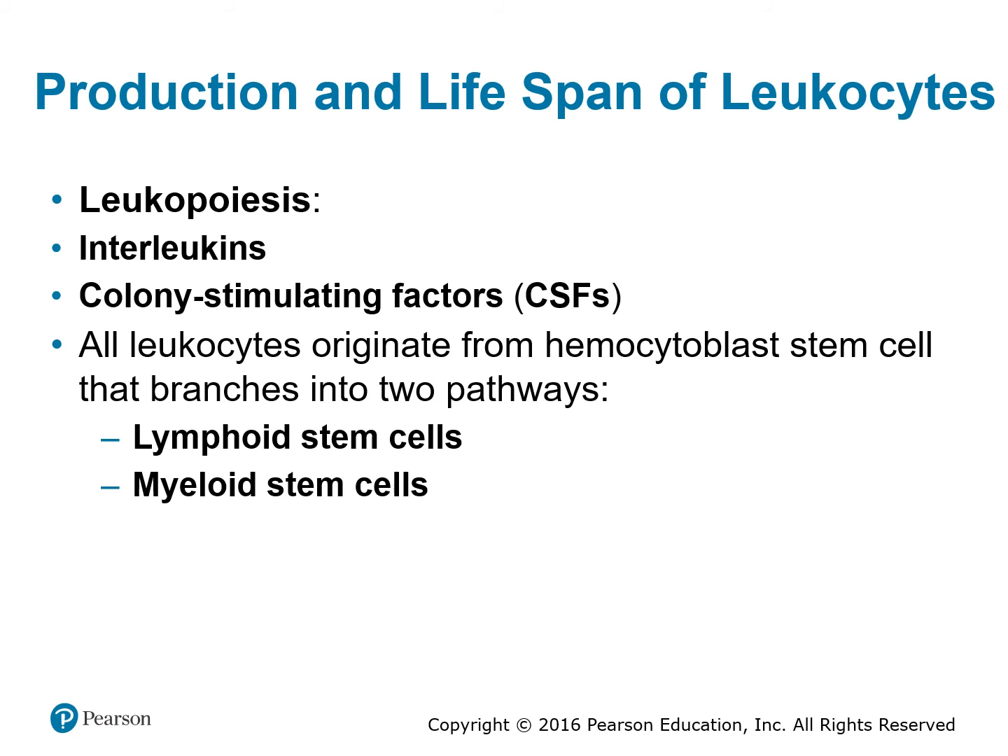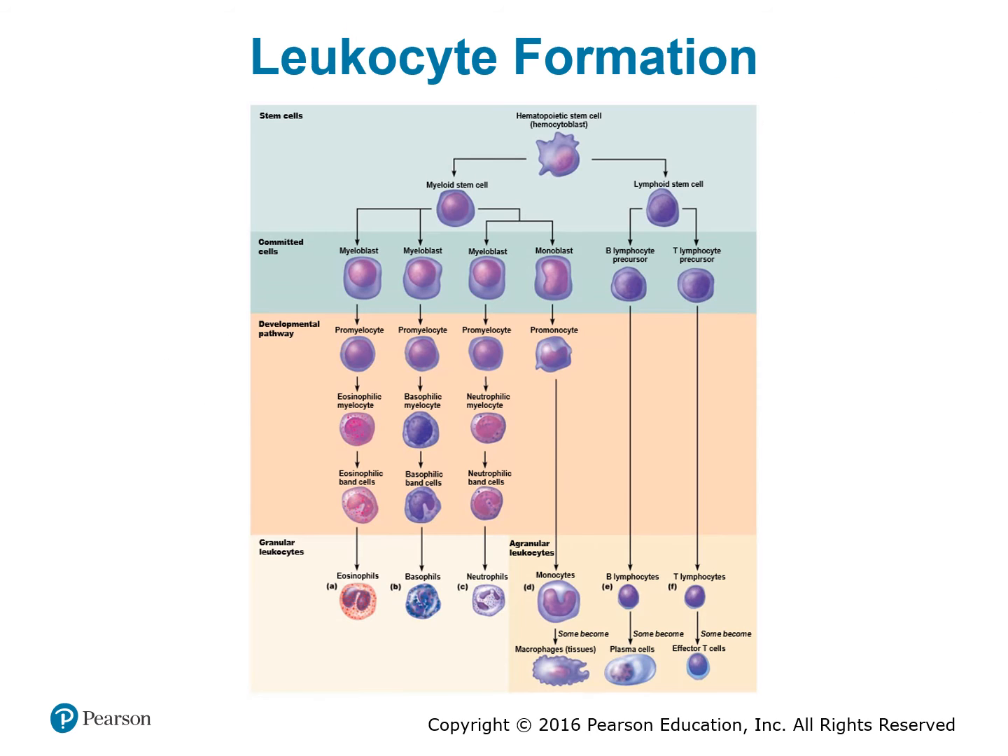All the leukocytes originate from hemocytoblast stem cells that basically branch into two distinct pathways. We have the lymphoid stem cells and the myeloid stem cells. The lymphoid stem cells, as the name implies, produce lymphocytes, and the myeloid stem cells produce all of the other elements. This chart is a nice schematic representation of leukocyte formation. It depicts how the granulocytes and the agranulocytes are produced and formed.